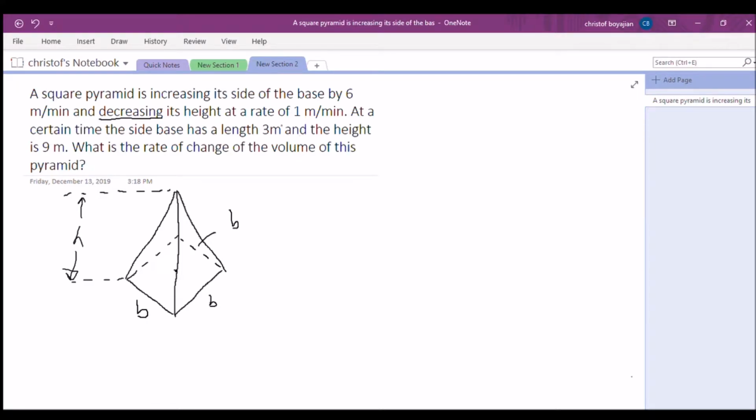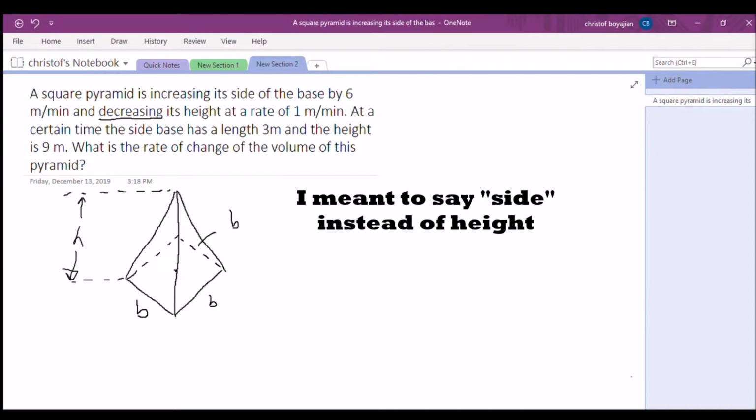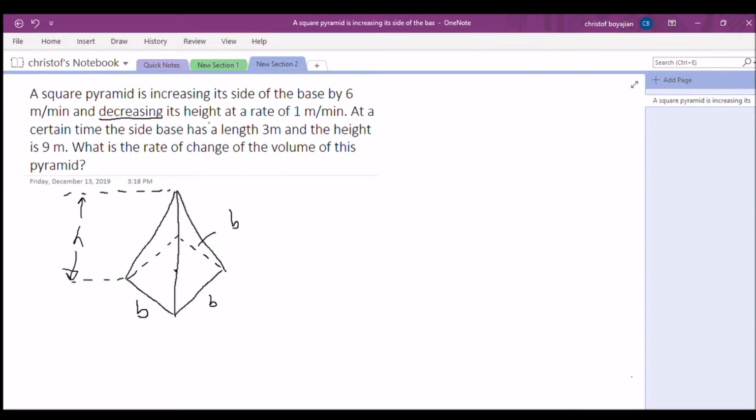All right, so here's our problem statement. A square pyramid is increasing the side of its base by 6 meters per minute and decreasing its height at a rate of 1 meter per minute. At a certain time, the side of the base has a length of 3 meters and the height is 9 meters. What is the rate of change of the volume of this pyramid?